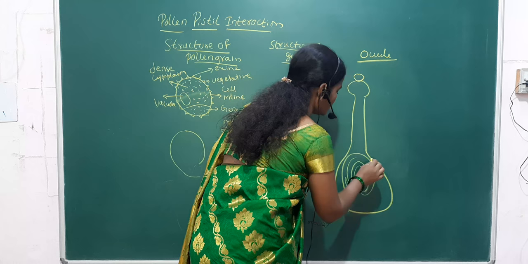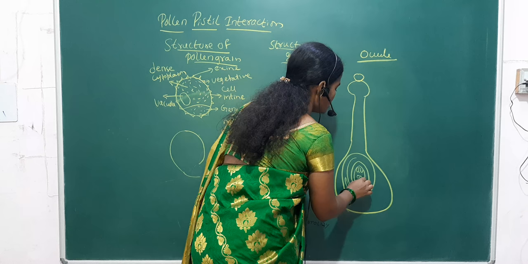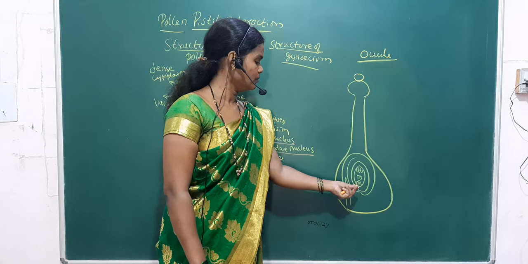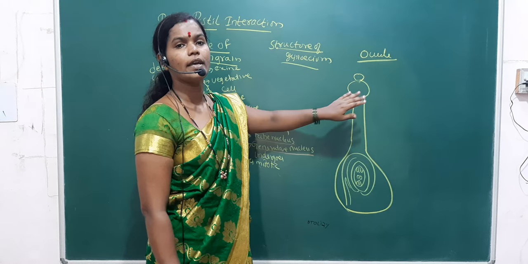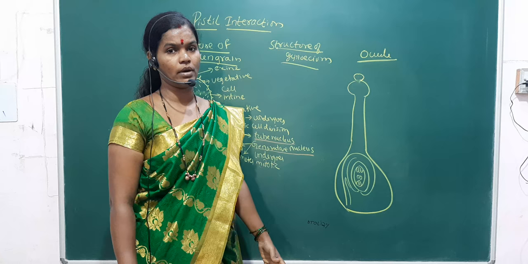See here, this is the inverted ovule, and here in the embryo sac we'll just draw small cells like antipodal cells, central polar nuclei, egg, and the synergids. This diagram you will be very familiar with from the previous class. When the pollen grain is sitting on the stigma, or we can say there is a landing of the pollen grain on the stigma.